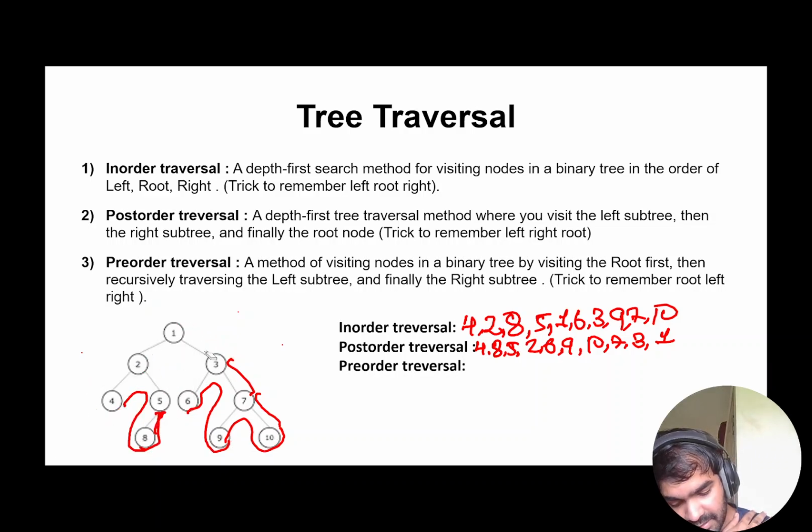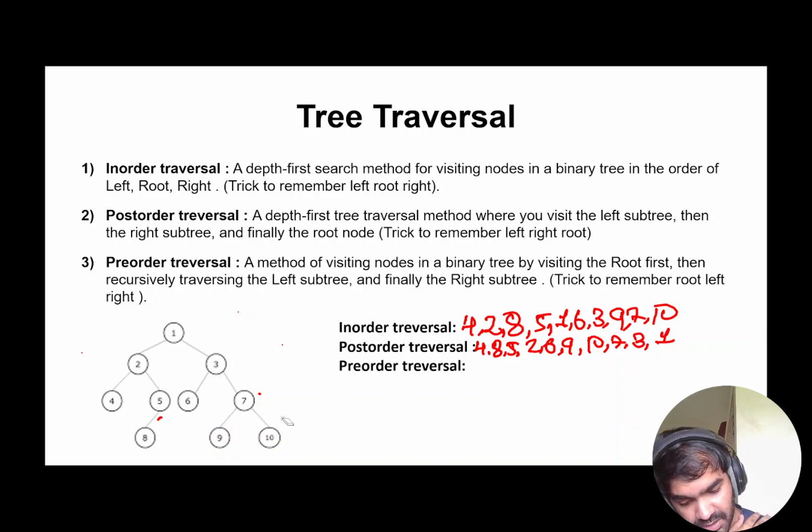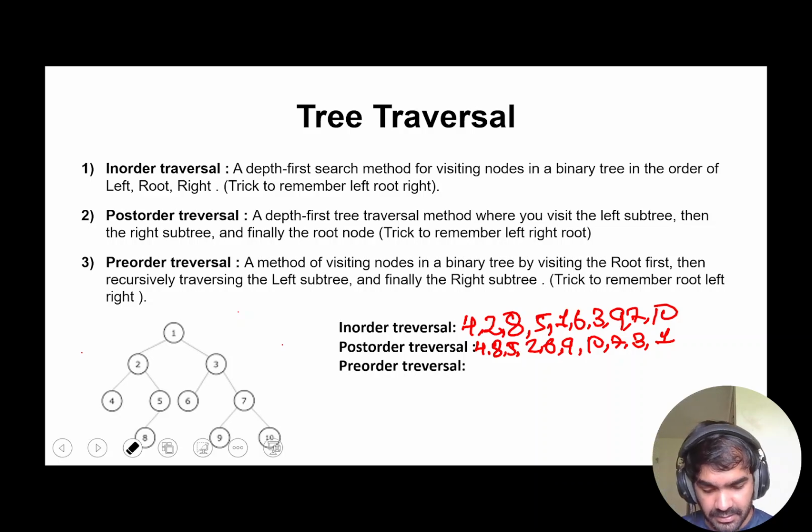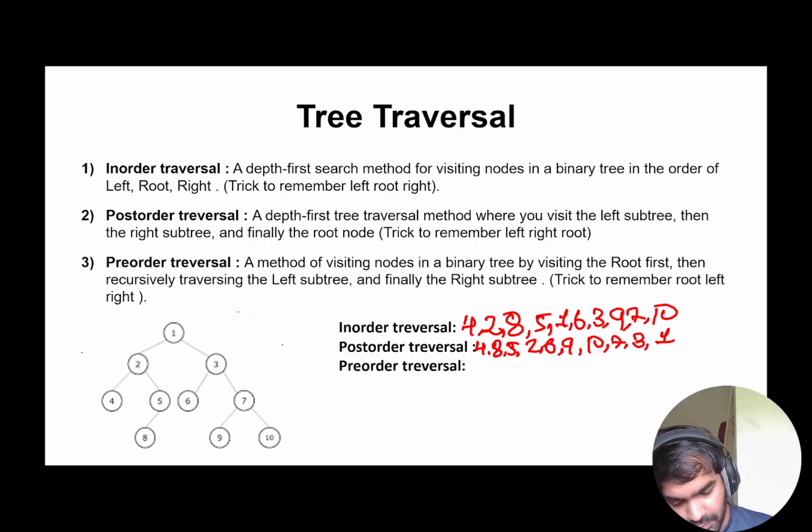A pre-order traversal is also a depth first search in which we first go to the root, then the left subtree, and then the right subtree. The trick for it is root, left and right. Let's first print out the root. What is the root? The root is 1, so we print out 1.